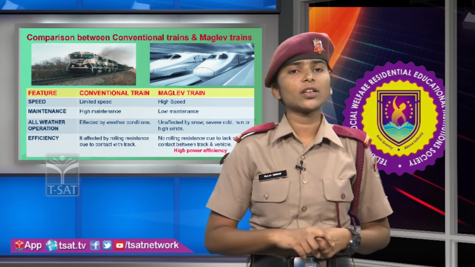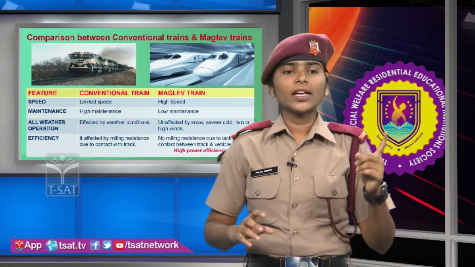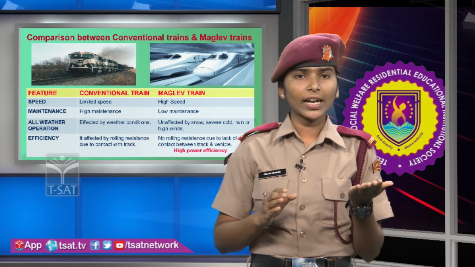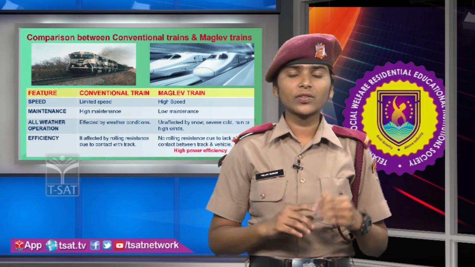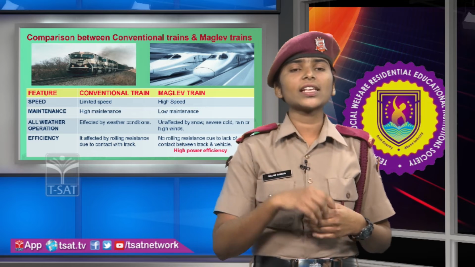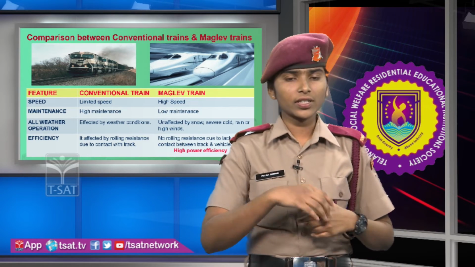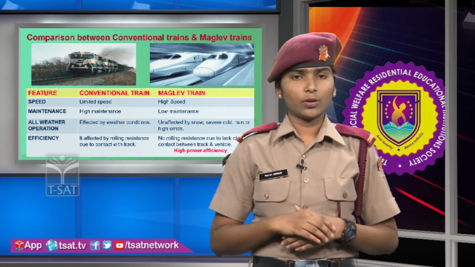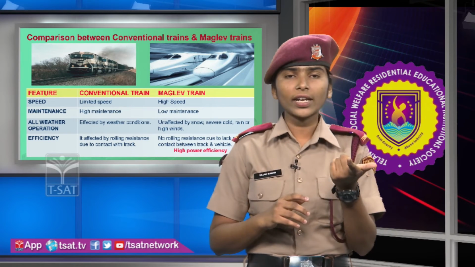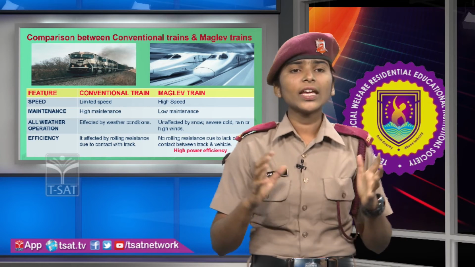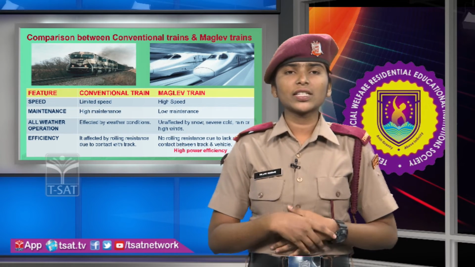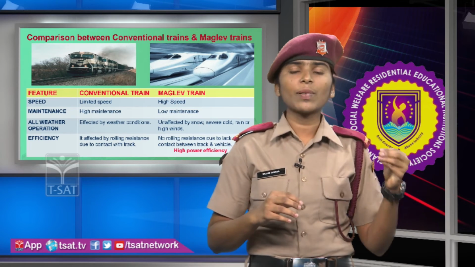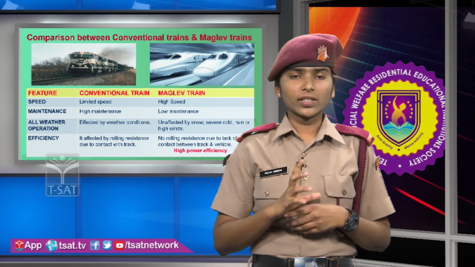Next, coming to the efficiency of conventional trains and maglev trains. There is no rolling friction in maglev trains because there is no physical contact between the train and the track. As I explained previously, the train levitates about 10 centimeters, so there is no physical contact between train and track. Whereas conventional trains are affected by rolling resistance because there is physical contact between train and track. There are many comparisons between conventional trains and maglev trains. By comparing, we come to know that maglev trains are the best trains, which can develop high speed, high safety, etc.